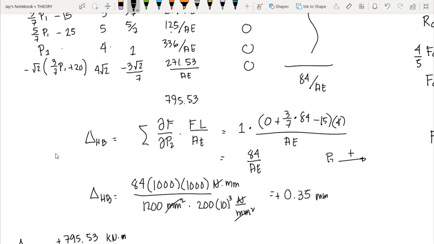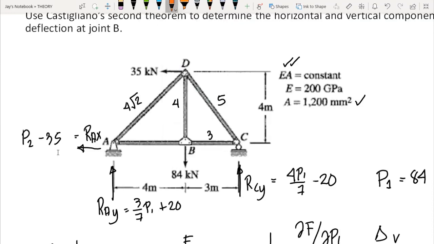Okay, that is the direction of our P2. And that would also mean that the horizontal deformation is also going to the right. Okay, so therefore, this direction here is rightward. So this is now the horizontal component of the deflection of joint B. So therefore, joint B would deflect vertically and horizontally. So we have the deflection on this point. This is our B prime. We have deflection horizontal, and this is our deflection vertical. So our B would move here.